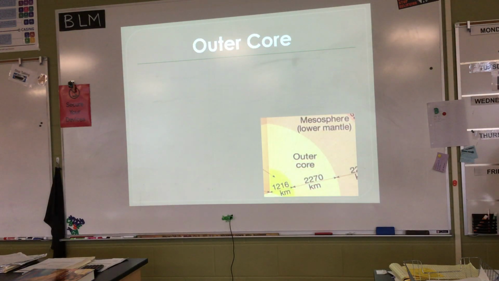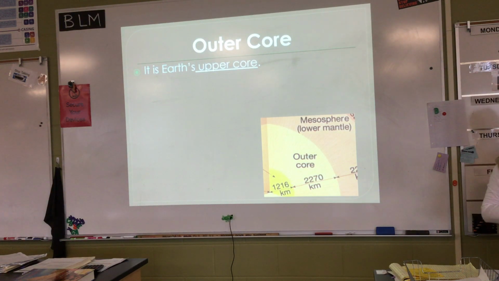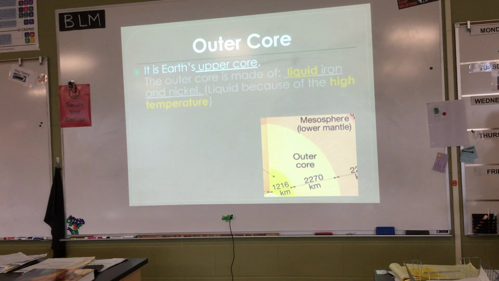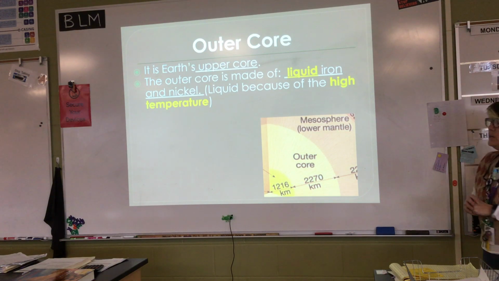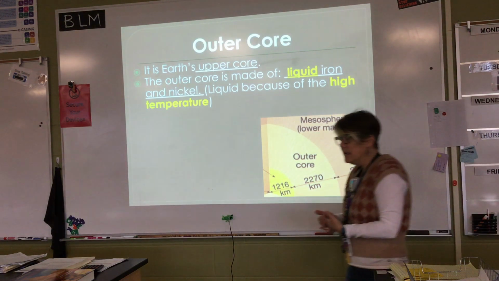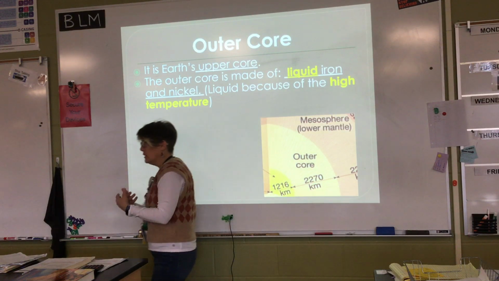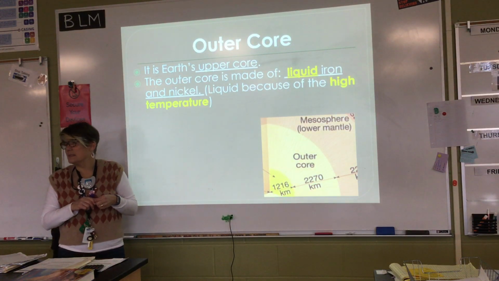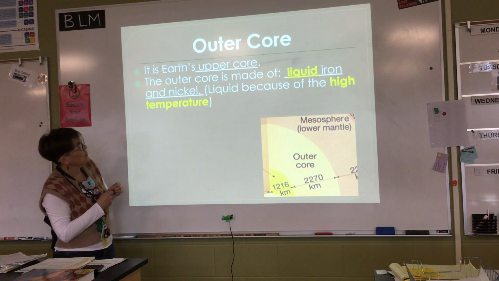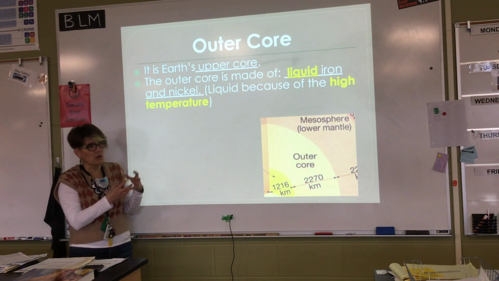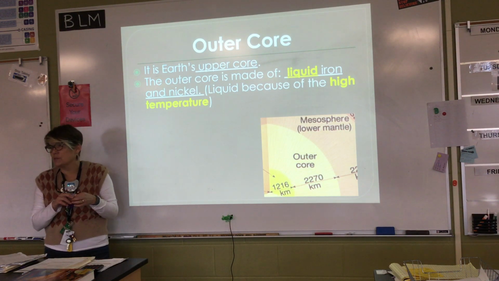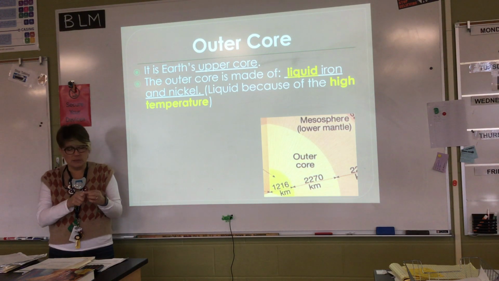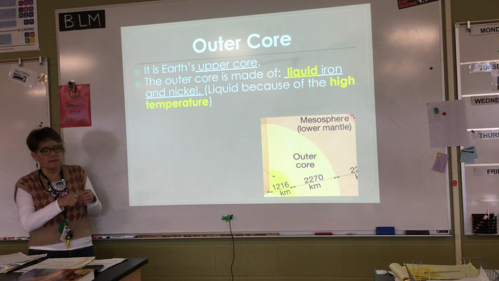All right, let's go to the outer core, which would be really cool if I could do that. Outer core is Earth's upper core. You can just write the upper core. What's it made of? Liquid iron and nickel. So in this case, it is not solid iron. It's liquid down here, because inside the earth there are incredibly high temperatures, and it's hot enough to melt iron and nickel and keep it in a liquid state.